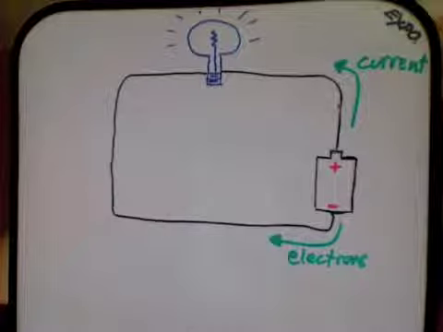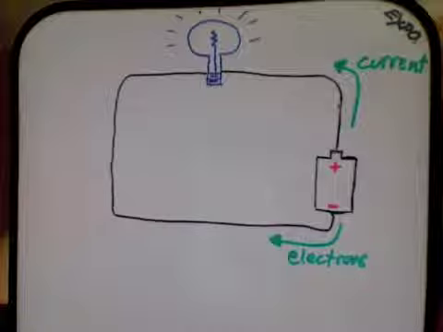Here's a simple example. You can see the source of electricity, my battery here, and you can see the load, the light bulb here. And in between I've just drawn a wire, and that's the conducting material that's carrying the electrical current from the battery to the load, to the light bulb.